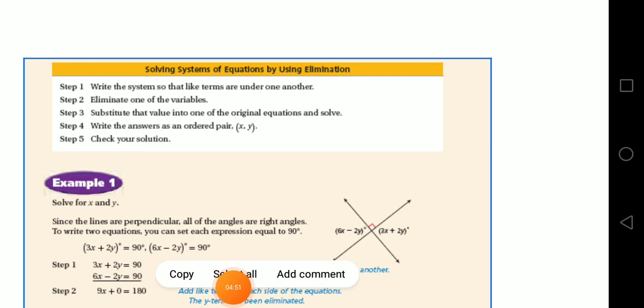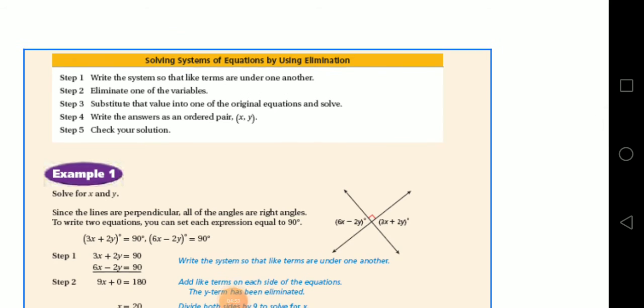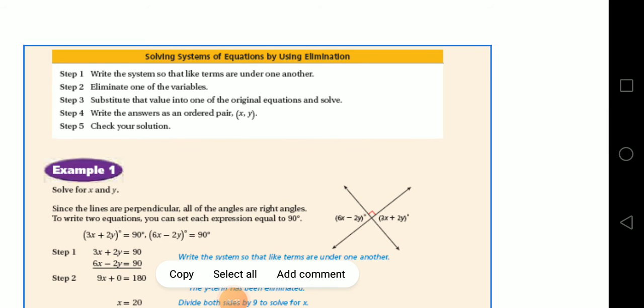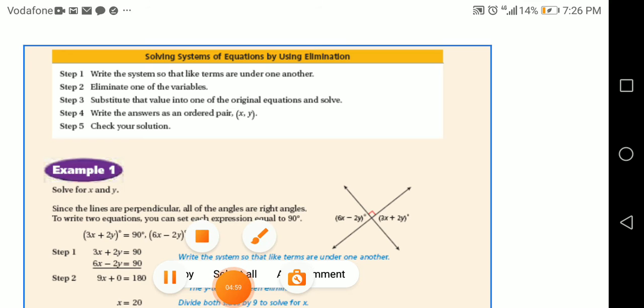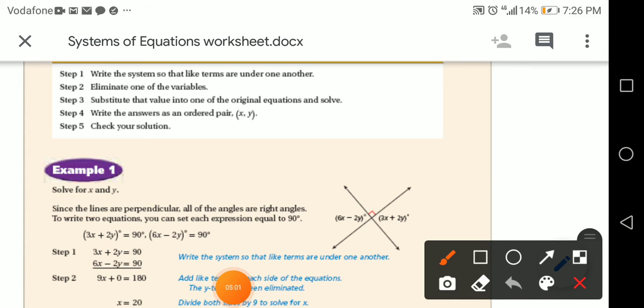So guys, I have some steps I should follow when I'm solving systems of equations. Write the system so the like terms are under each other. Don't forget this point, it's important. Here I have the like terms. When I have x's, put the x's under each other. I have y's, put the y's under each other. And the numbers under each other.